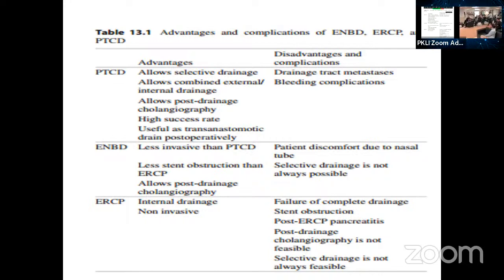I'm Rizwan. I'm from Liverpool. I'm an HPB physician there. I work along with Hassan.